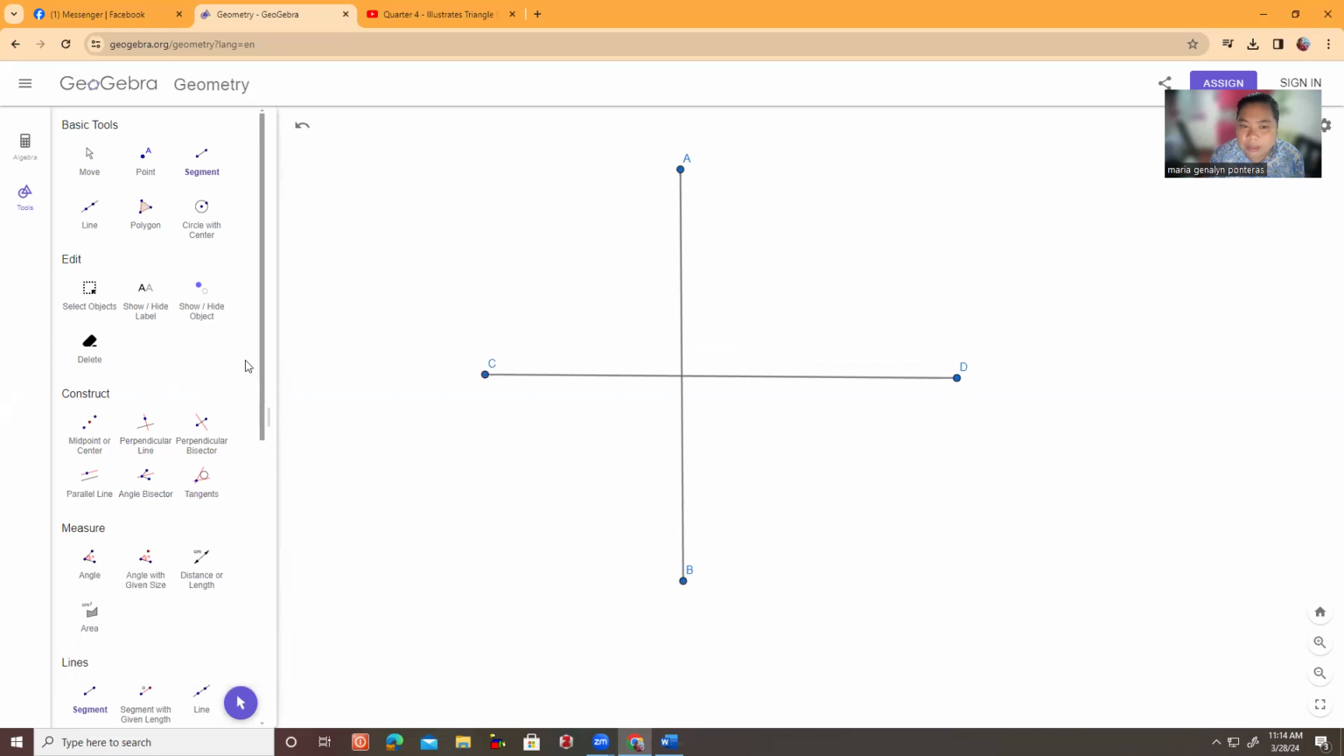By the way, what I'm doing right now is I'm trying to make a perpendicular line, not a perpendicular bisector, because a perpendicular bisector has two conditions. The first one is that it must pass through the midpoint of a line. So unlike a perpendicular line, which can pass through any part of the line segment. Okay, so let's make a perpendicular line, this one.